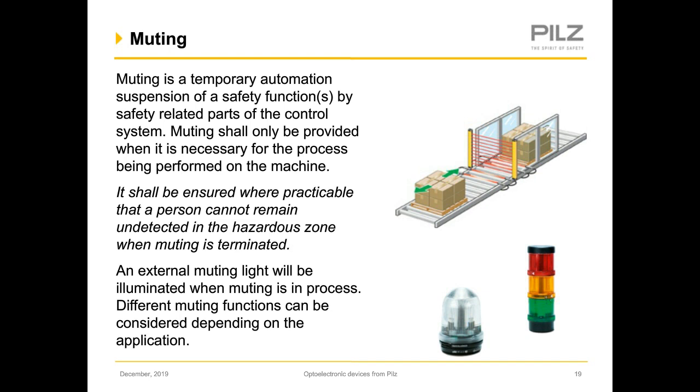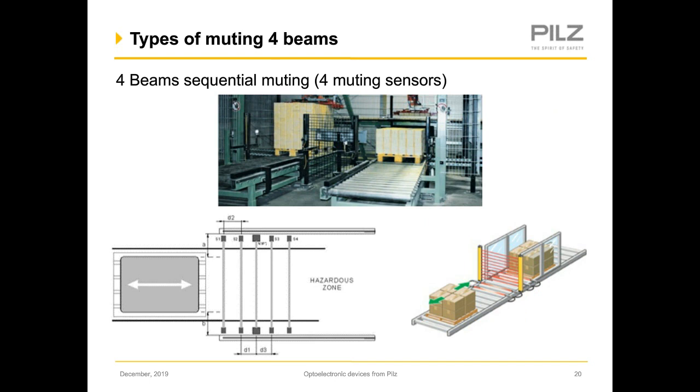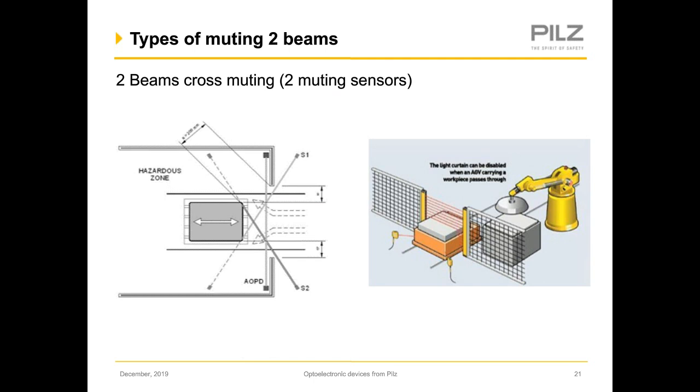Now here, I'll touch quickly on two muting types. The type with 4 beams is also called sequential muting, which has 4 muting sensors. Where the package passes through the first 2, the light curtain gets suspended, then it passes the other 2, and once it leaves the last one, the light curtain will be activated again. Or you have the 2-beam cross muting, where 2 muting sensors are in a cross format, and they need to be positioned the right way.